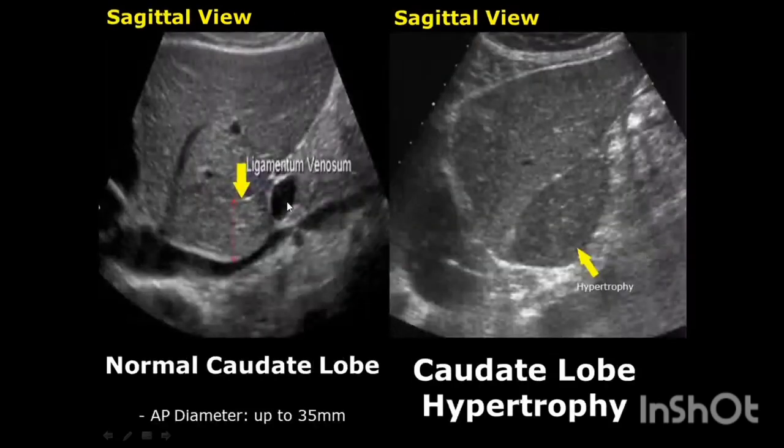Here we have the caudate lobe in sagittal view. It should measure 35 millimeters in AP diameter. And this line here is the ligamentum venosum. And over here is the hypertrophy of caudate lobe. You can see it is enlarged. It occurs in conditions such as liver cirrhosis.